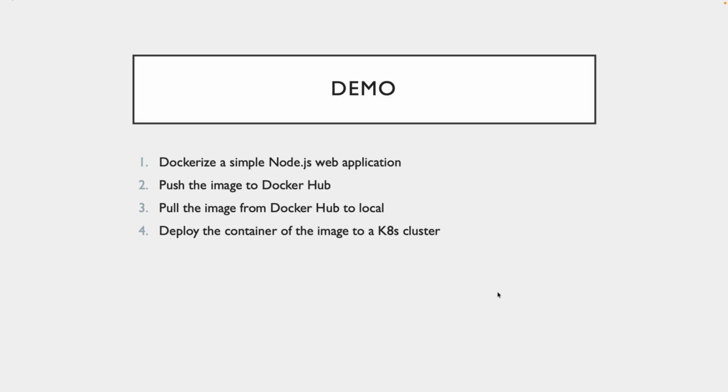So next is a demo. In this demo, we will try to Dockerize a simple Node.js web application and then push the image up to Docker Hub and then pull down the image from Docker Hub to local. And finally, we will deploy the container of the image to a Kubernetes cluster.